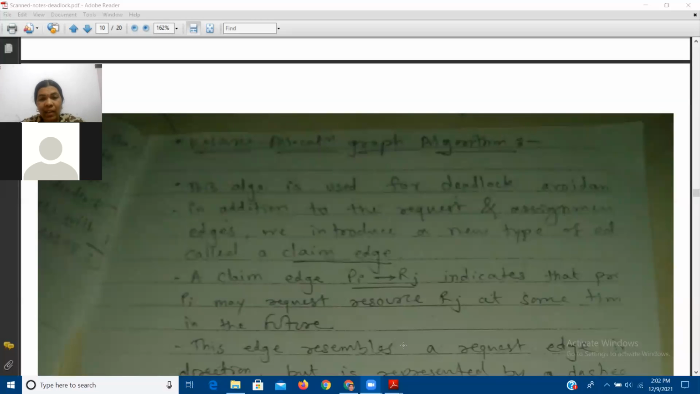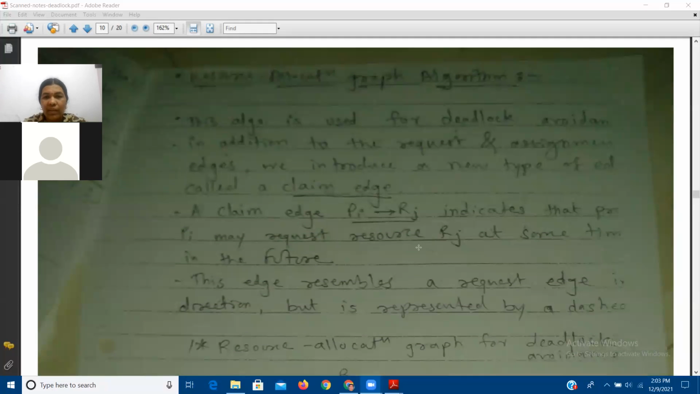And what about the claim edge? Claim edge tells that process Pi may request resource Rj in the future. Pi has not yet requested, but in the future Pi may request the resource. That is represented with the help of a claim edge. So in this resource allocation graph algorithm, we are taking the help of the claim edge along with the request edge and assignment edge. So this is about the claim edge, and with the help of that, we are going ahead.